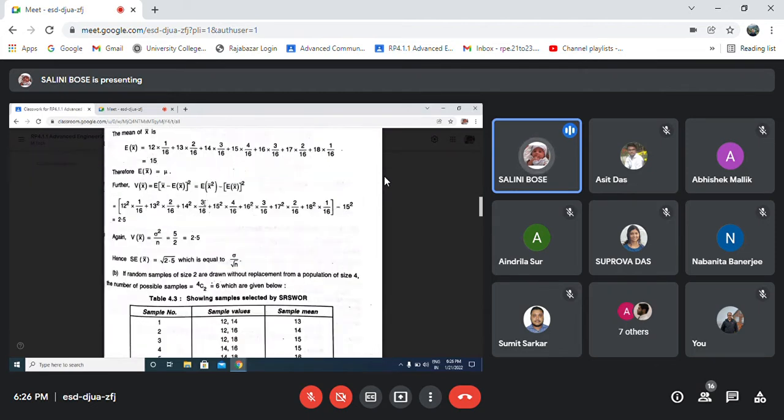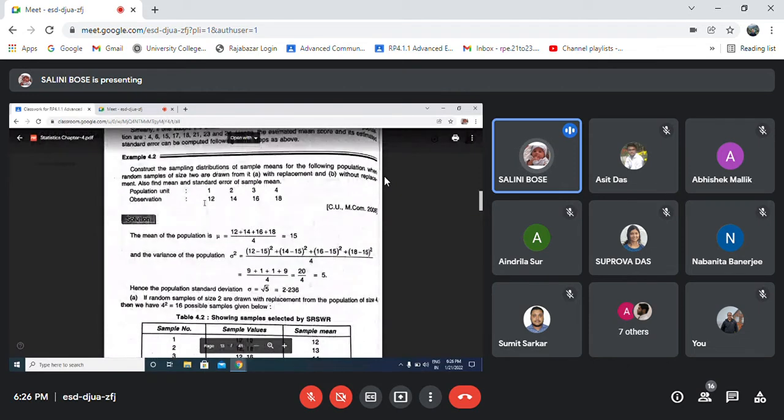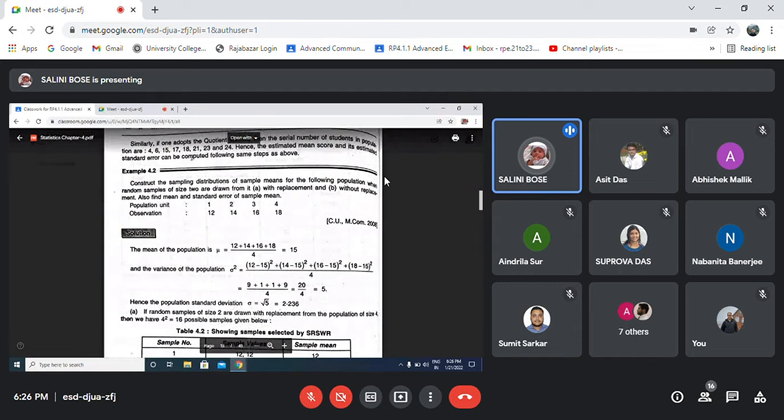So how can we get them? See, SRSWOR means simple random sampling without replacement. That means once you have taken the 12 as your random sample, you cannot replace it, you cannot return it. So once we take 12, I cannot send it back again, I cannot return it. So similarly, if you take once the 14, you cannot return it back to the population. So that is called simple random sampling without replacement.